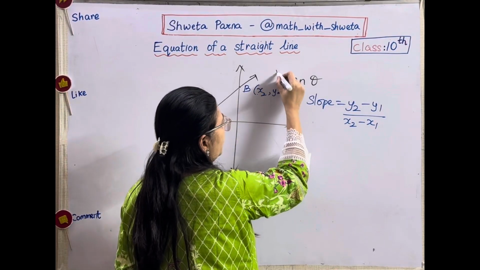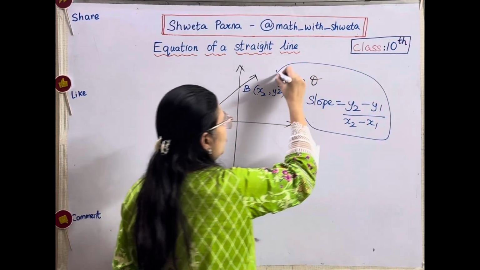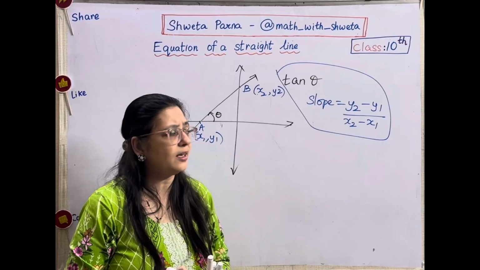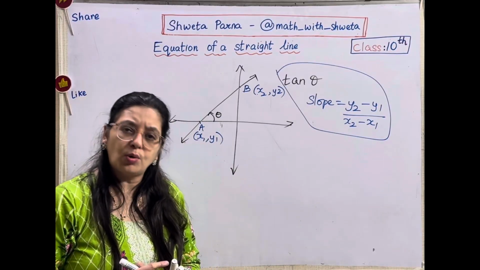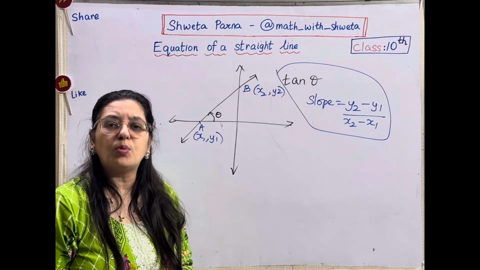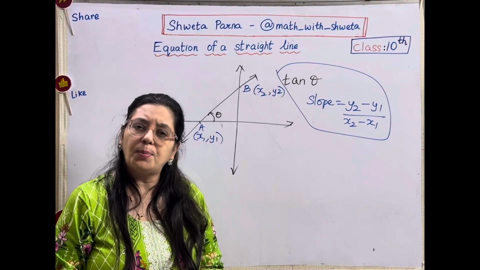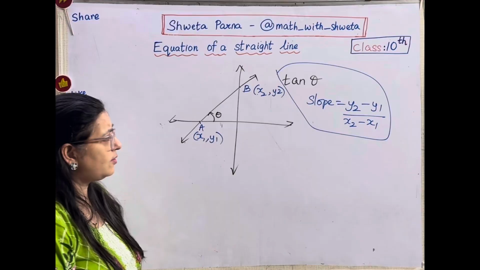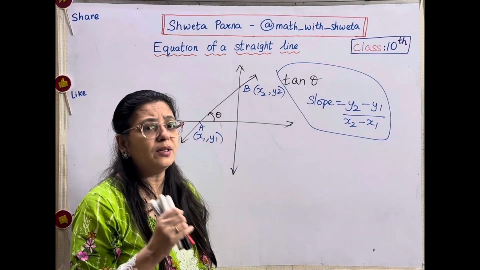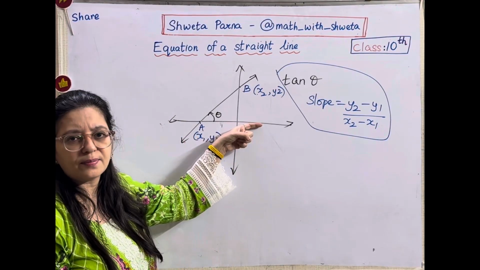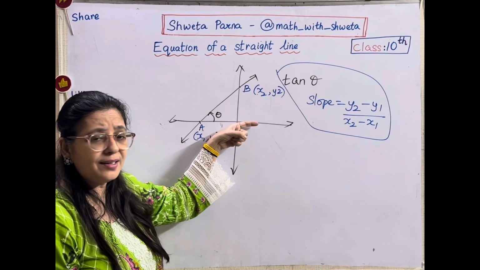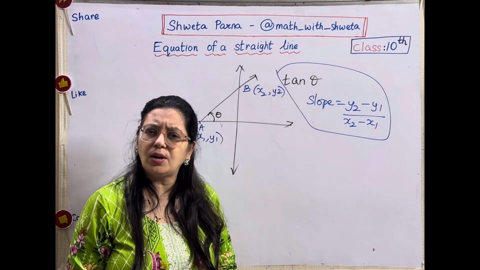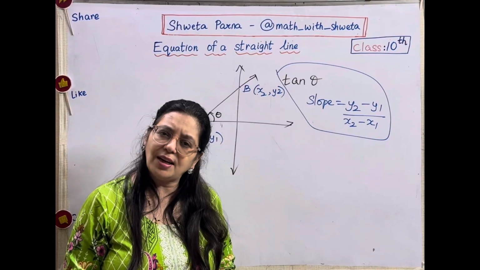So there are only two formulas to find the slope. One is when the angle of inclination is given, which is tan theta, and the other one is when two coordinates are given to you. It is y2 minus y1 upon x2 minus x1. Now think, what would be the slope of x-axis? The slope of x-axis would be 0. Why? Because the angle of inclination is 0. So tan 0 is 0.